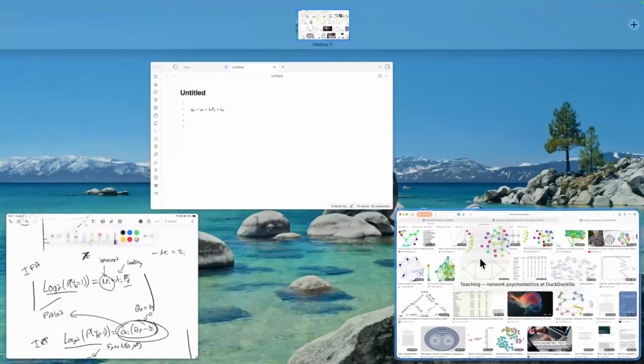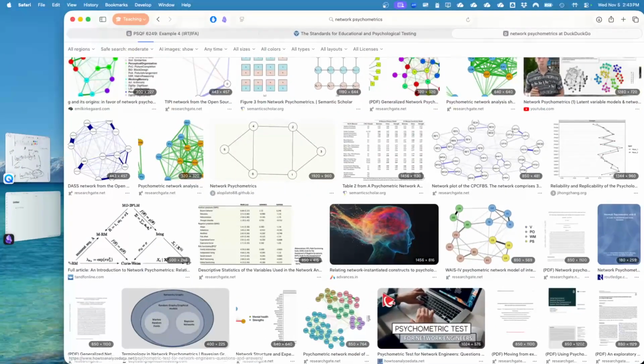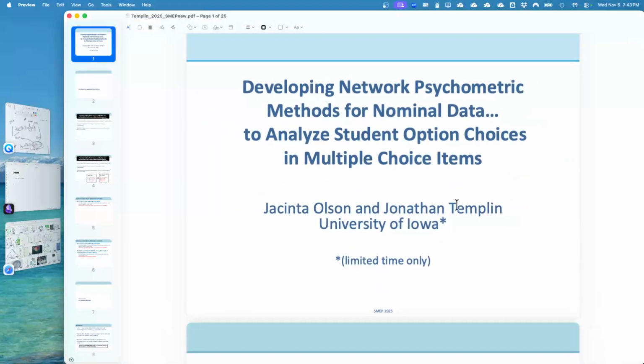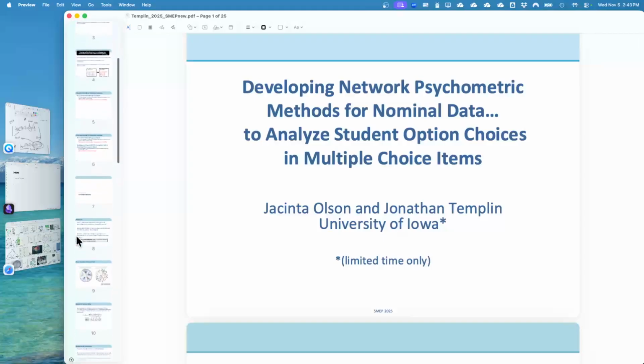image, if you were to generate IRT data with this, and I don't know that I can, let me see, give me just one second. I have the image in a presentation I just gave at SMEP, the Society for Multivariate Experimental Psychology. And here was the presentation. This is Jacinta Olson's dissertation she's working on, but we worked sort of out there, and in Iowa for a limited time.